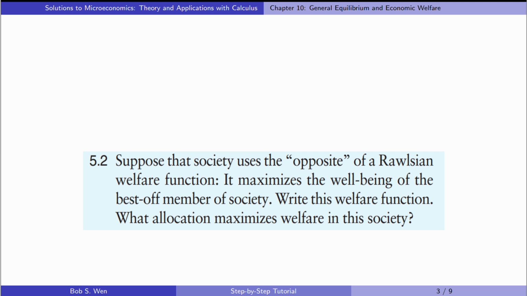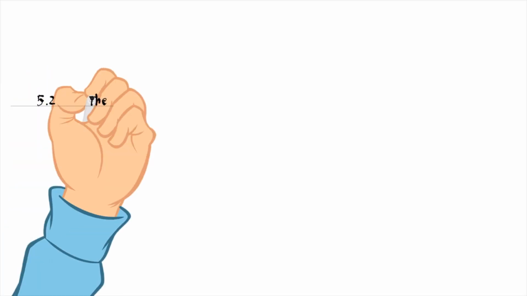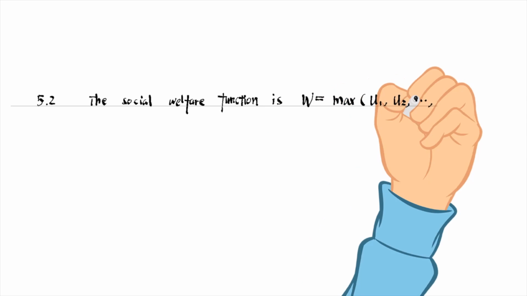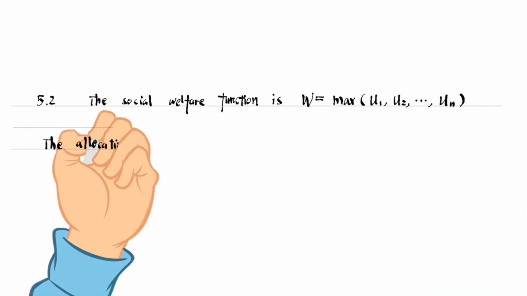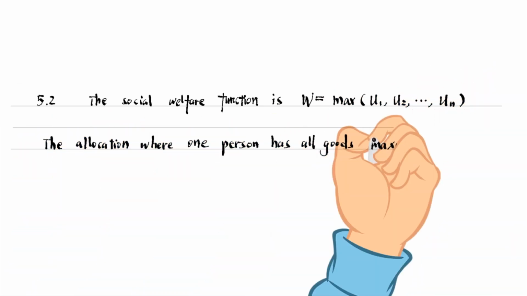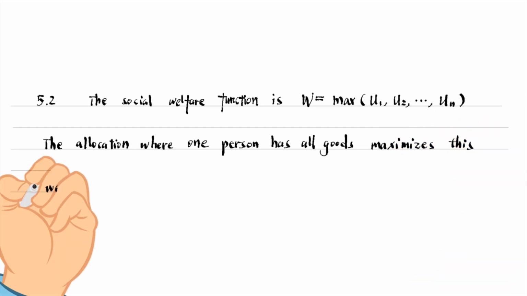Let's solve exercise 5.2. Suppose that society uses the opposite of a Rawlsian welfare function. It maximizes the well-being of the best-off member of society. Write this welfare function. What allocation maximizes welfare in this society? The social welfare function is as follows. The allocation where one person has all goods maximizes this welfare function.